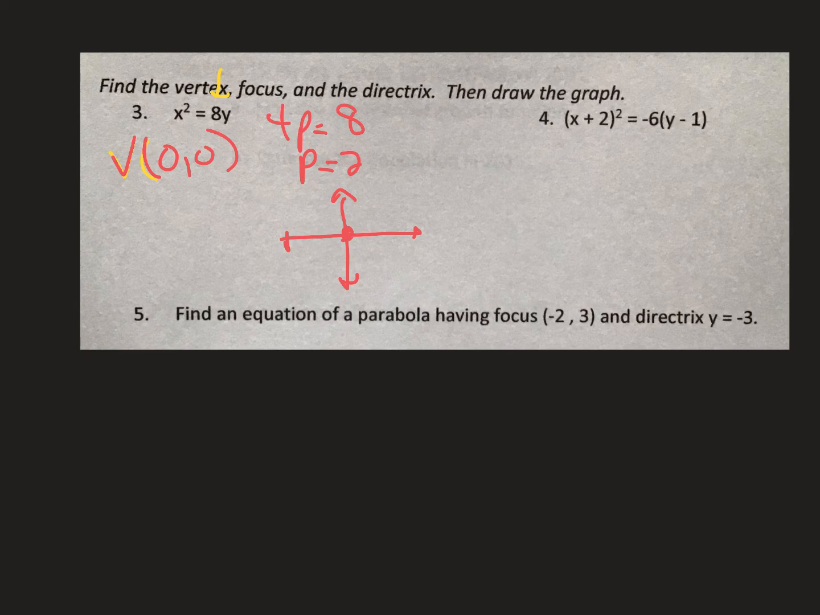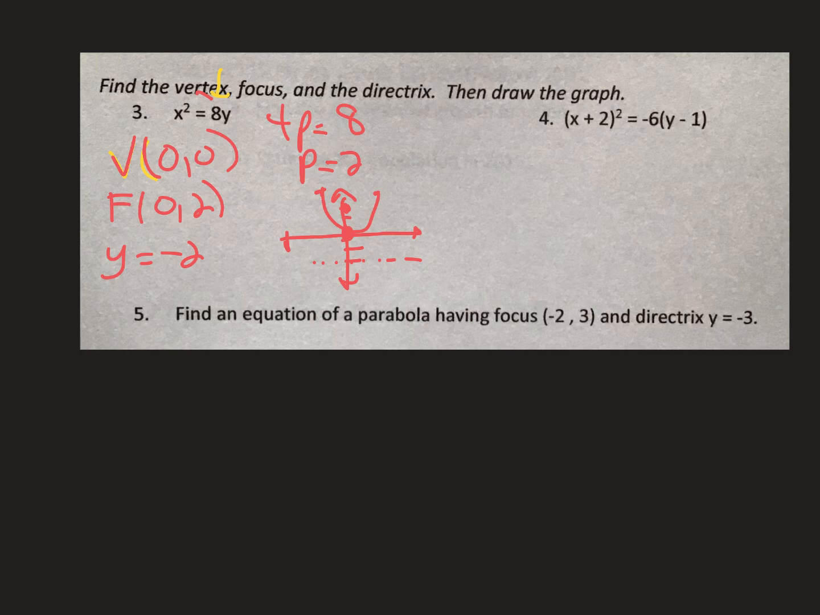Vertex is here. Because the 8 is with the y, that's going to open up because it's positive. The focus is 2 away. It's going to do like that. If the focus is 2 away, that means the focus is at 0, 2. And also the directrix is 2 away. It's down here. And it's 2 away because it's going horizontal. What does y equal? It's y equals negative 2. All there is to that one.